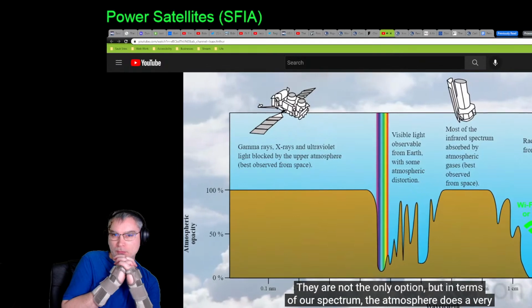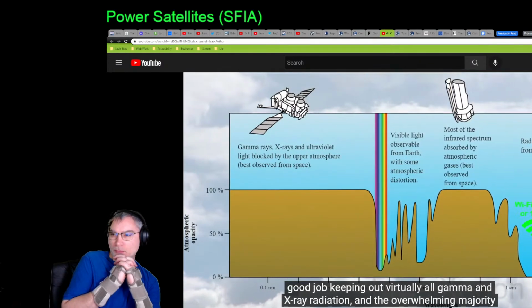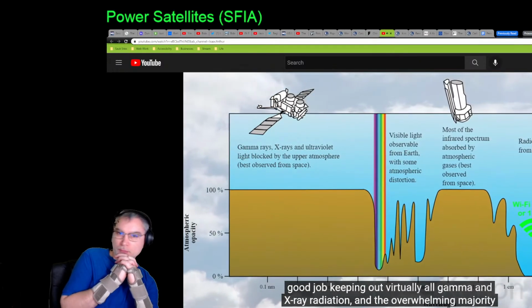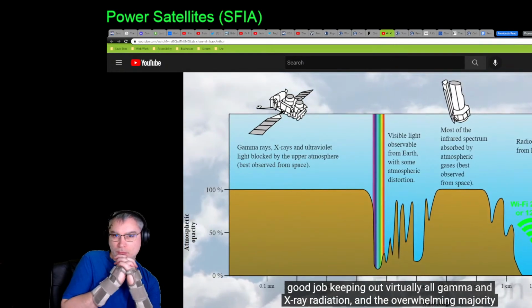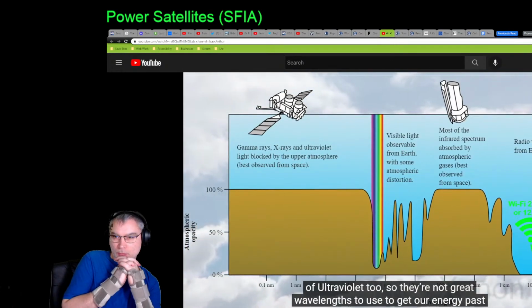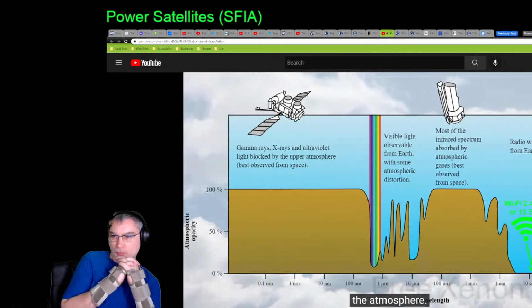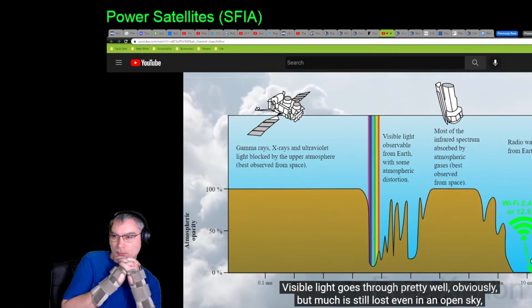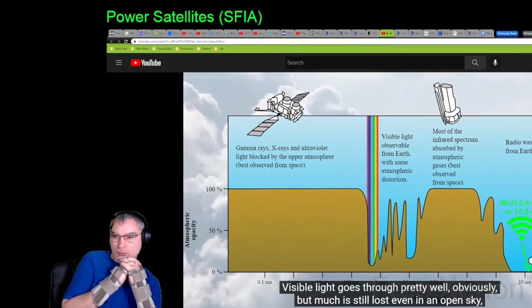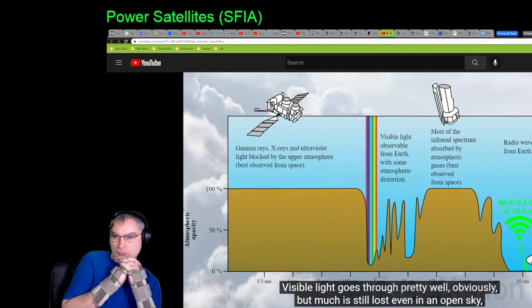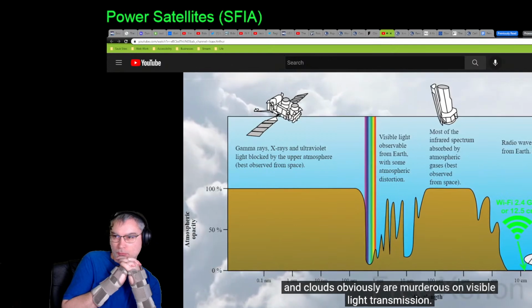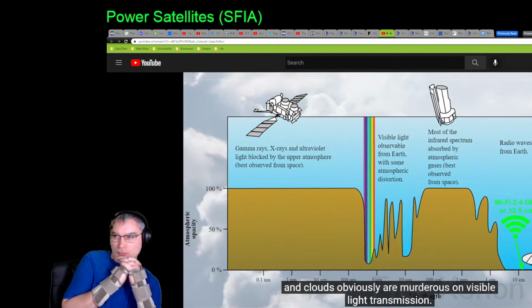But in terms of our spectrum, the atmosphere does a very good job keeping out virtually all gamma and X-ray radiation, and the overwhelming majority of ultraviolet too, so they're not great wavelengths to use to get our energy past the atmosphere. Visible light goes through pretty well, obviously, but much is still lost even in an open sky, and clouds obviously are murderous on visible light transmission.